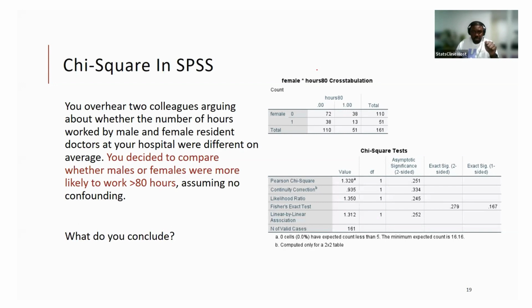Now, if you attended the SPSS lab, you would have already seen this output, because we've already gone through chi-square in SPSS. But this is what the p-value would be for this particular output, and this is what the chi-square statistic will be. So let me ask a quick question. In this particular situation, it's the resident hours data set that we're looking at. You're comparing whether males or females were more likely to work more than 80 hours, assuming no confounding. What do you conclude? Who is going to take it for us?